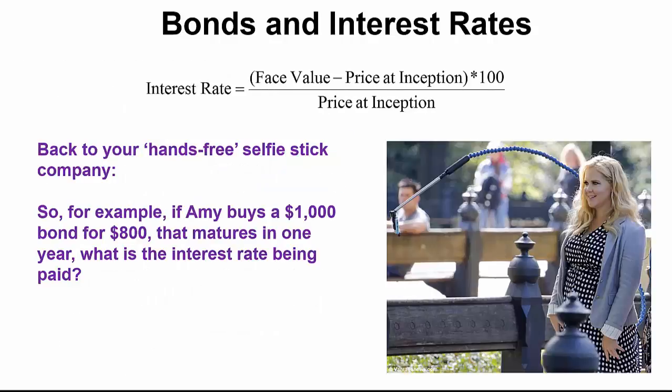So, back to our hands-free selfie stick. To determine the interest rate, you take the face value of the bond and you subtract the price at inception. Then you multiply that by 100. Then you divide that by the price at inception, and that gives you the interest rate.